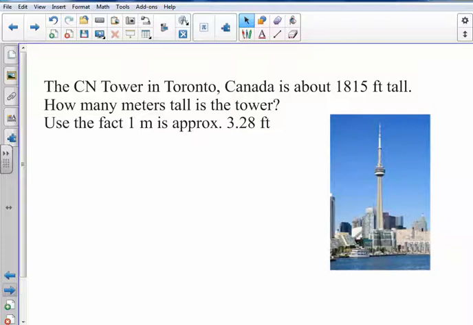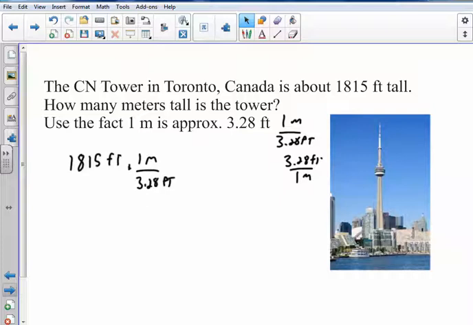All right, what I know is that I have 1,815 feet. And when I get this fact that 1 meter is approximately 3.28 feet, I can say 1 meter per 3.28 feet, or 3.28 feet per 1 meter. Either one works, they're basically equivalent. Well, I have feet as mumbo, so I need to do jumbo. So I'm going to go times 1 meter per 3.28 feet. And then you can see that the feet cancel out.